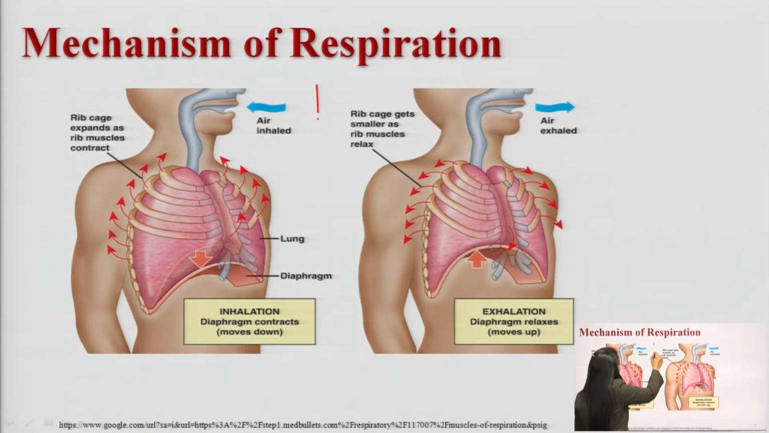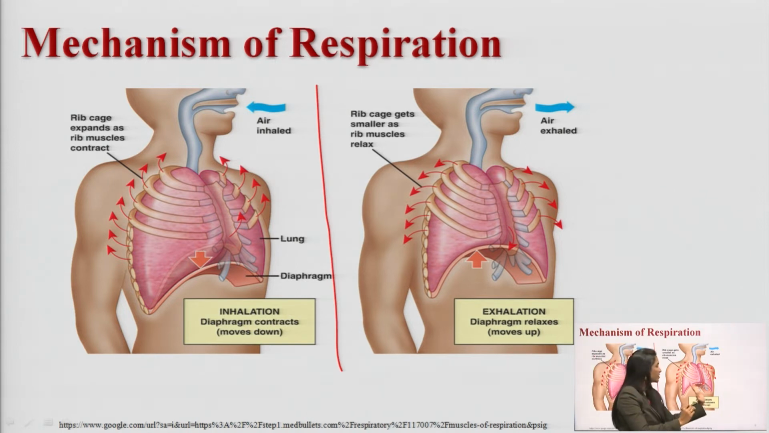This is inspiration and this is expiration, inhalation and exhalation. If you see here, these are the ribs, and in the previous slide I explained that the intercostal muscle occupies the space between the ribs. Look here: in inspiration, when the air enters, what is going to happen? The intercostal muscle and diaphragm muscle. This is the diaphragm, this is an intercostal muscle. Both muscles get contracted.